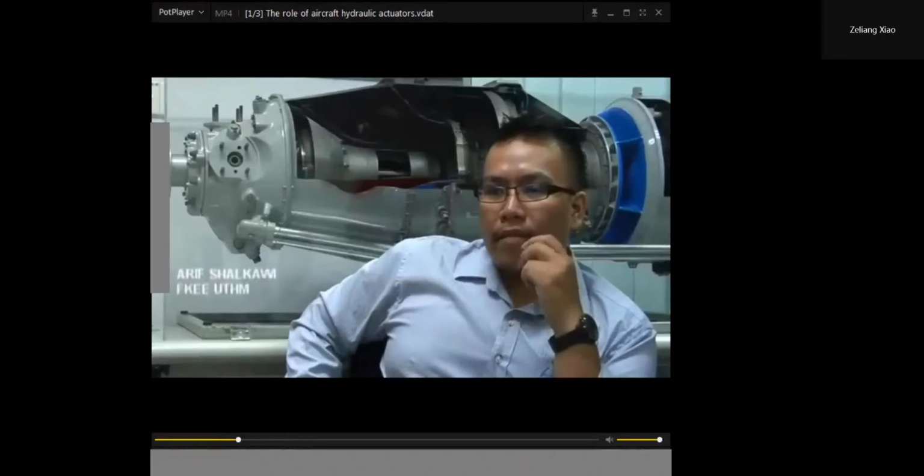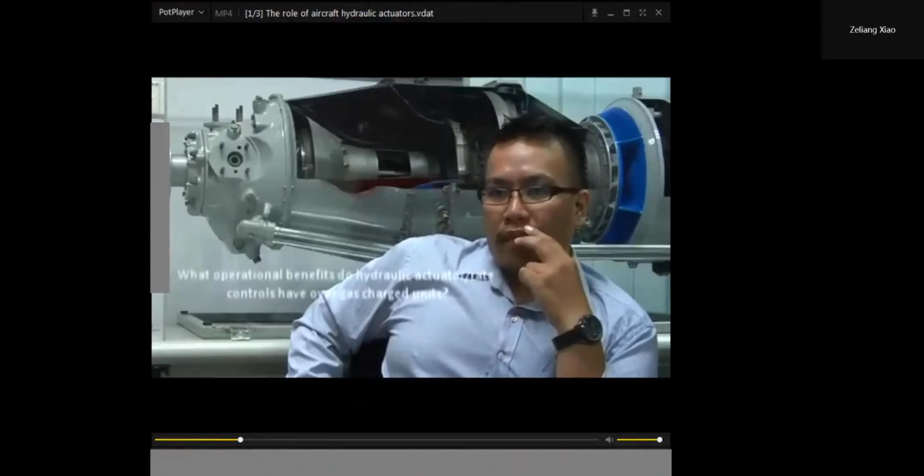What benefit do hydraulic actuators or weight control have over gas charge units? The hydraulic units are much better suited to the extreme temperature requirements of aviation applications because they maintain more constant performance over a wide temperature range.